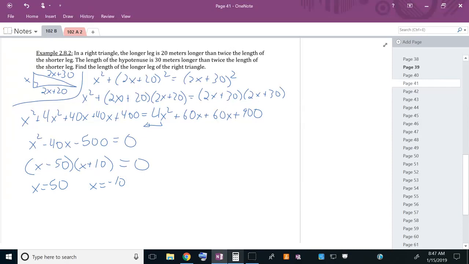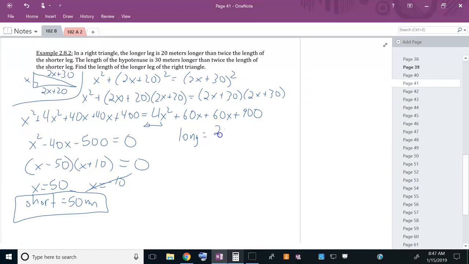Now in a story problem, a negative answer generally does not make sense, so I'm going to cross that out and keep just the other answer. So the shorter leg is 50, and that's in meters. Now we did want all three sides.